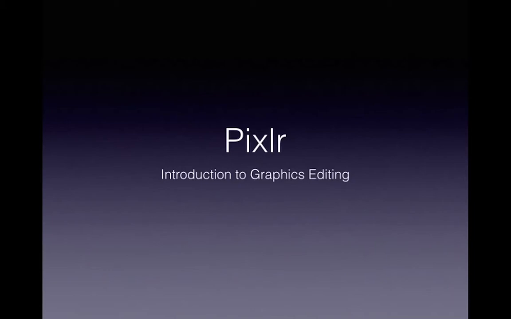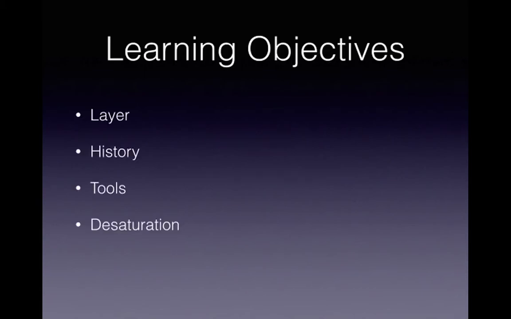Okay, so today, if you're in 7th or 8th grade, we will be working on some graphic editing. Normally, I would use GIMP, which I use at home, but it doesn't run on our computers. So we're going to be using something called Pixlr today. And we have some small objectives for today, which are the layer, history, tools, and desaturation.